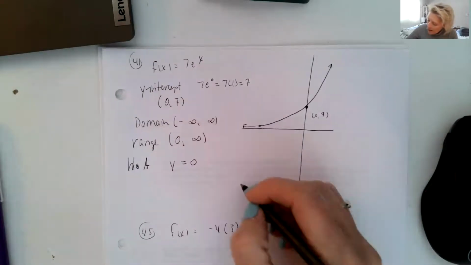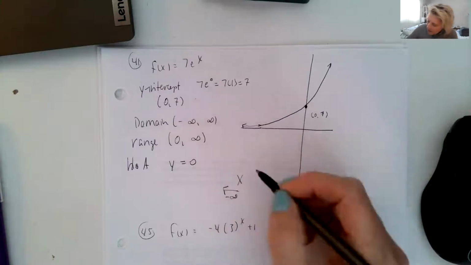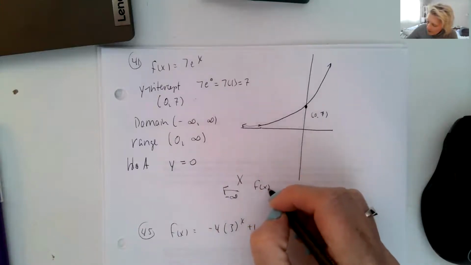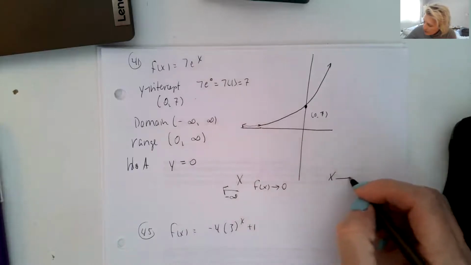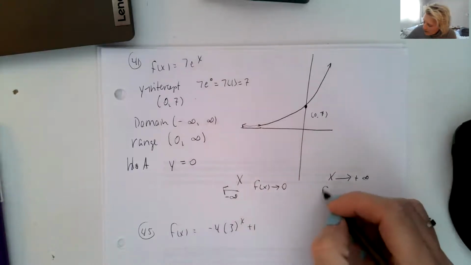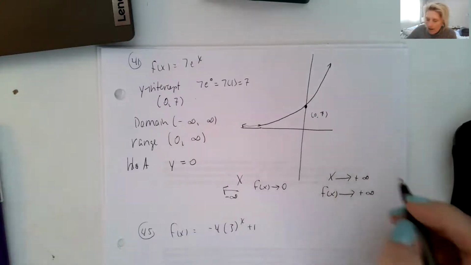And then as x goes to negative infinity, the function f of x is approaching 0. And as x goes to positive infinity, the function f of x is approaching positive infinity as well.